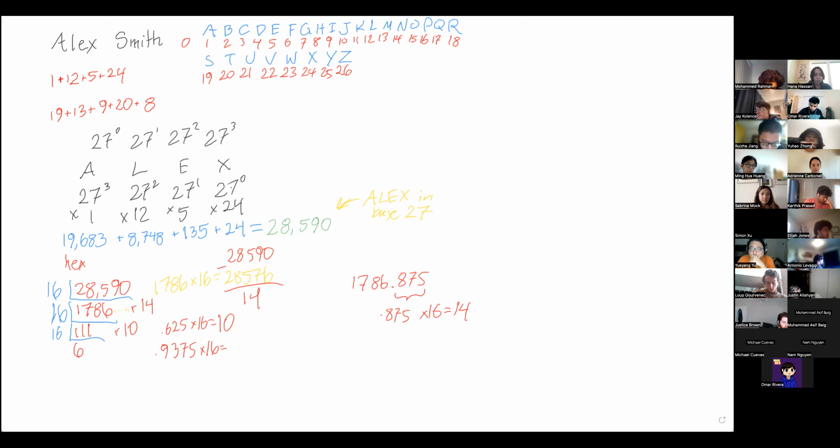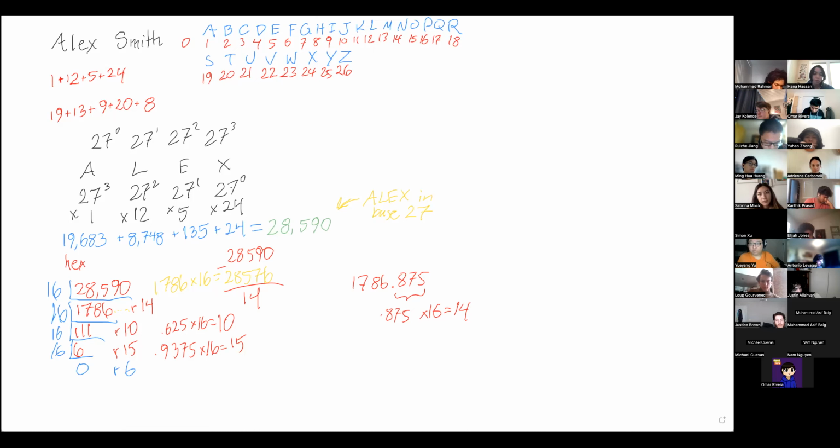15. Remainder 15. And then lastly, I can just do by 16, then remainder 6 with the 0. Okay, so hexadecimal would be, and let me start with the numbers first.